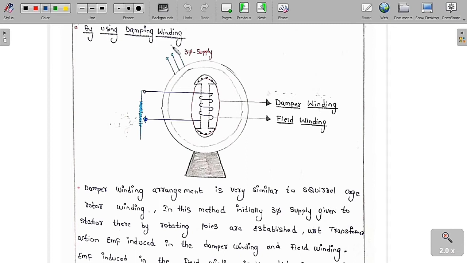Therefore, the first method that we have learned is by using the auxiliary motor, we can provide the initial torque to start the synchronous motor.